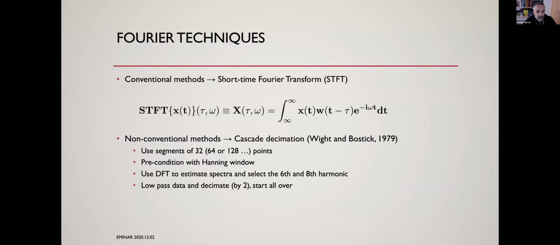For the non-conventional methods, I would like to just mention this cascade decimation that was suggested by White and Bostick in 1979. This is a very important method because back then computers were a total luxury, and they didn't have the power that they have these days. This technique started with a selection of segments, which can be of 32, 64, or 128 points. We preconditioned each one of these segments with a Hanning window, used the discrete Fourier transform to estimate the spectra, and selected only the sixth and the eighth harmonic from these spectra. After that, we low pass the data, decimate by two, and start all over. Then, very similarly to the short time Fourier transform, we construct the whole spectrum of our time series.